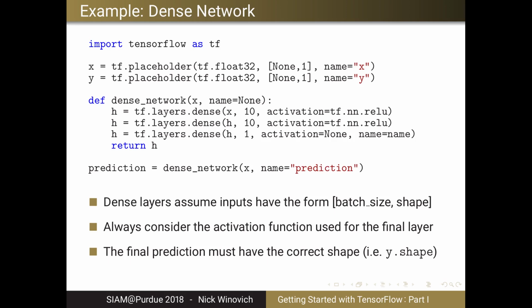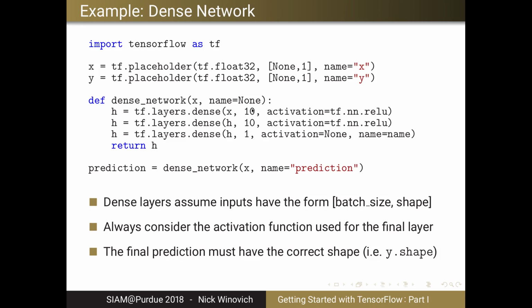And we define a dense network. It takes an input and maybe a name to assign it. And we just stack tf.layers.dense on top of itself 3 times. First, we have an input, which is x, the original input, and then we transform that hidden output, h, twice more, and end up with a resulting layer of 1.